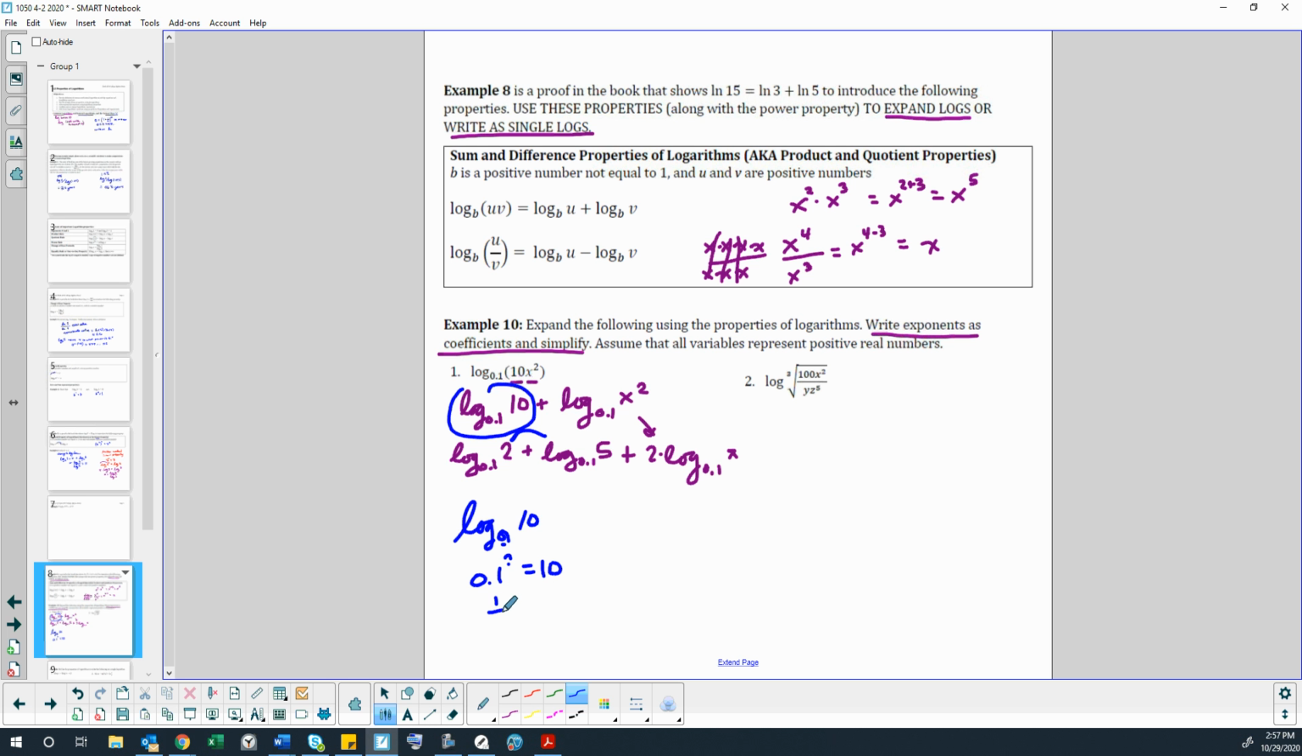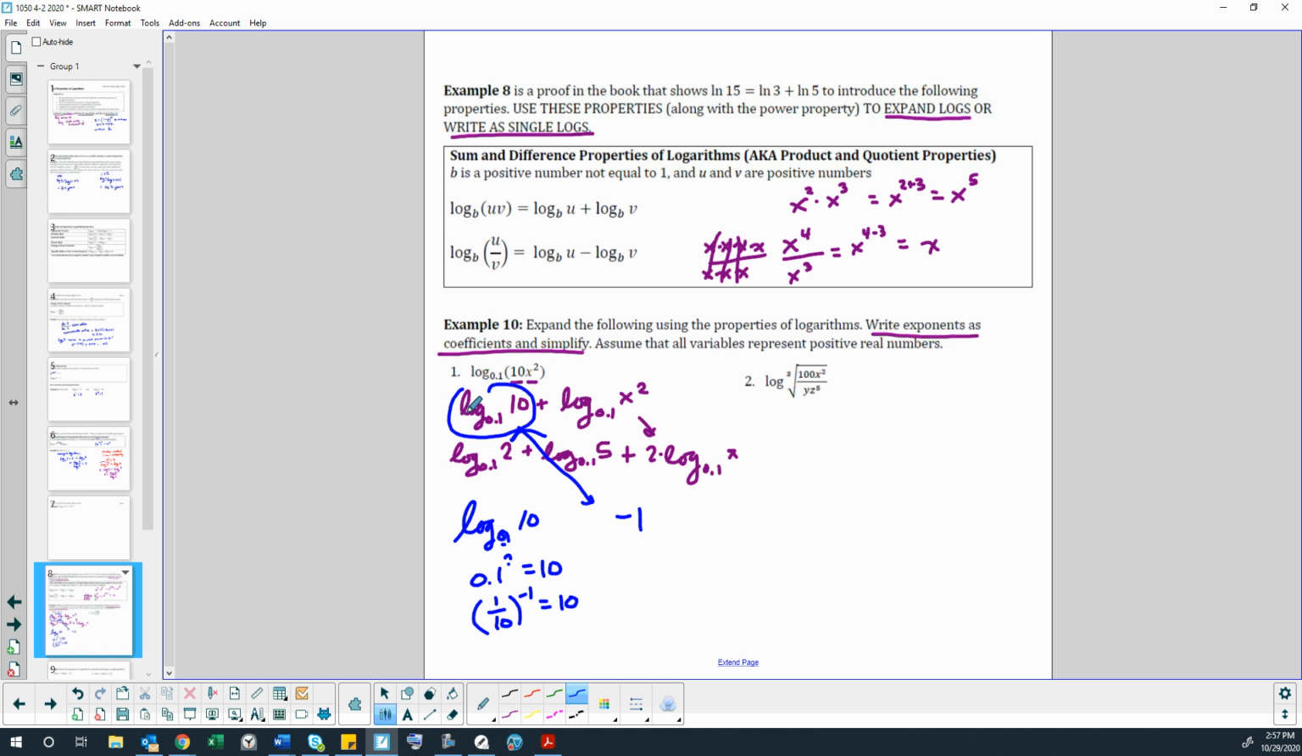Well, remember, 0.1 is 1/10. So wouldn't it be 1/10 to the negative 1 power, that's 10? So honestly, that first part of our problem can turn into just a plain old -1. We just simplified that using what we know about logarithms.